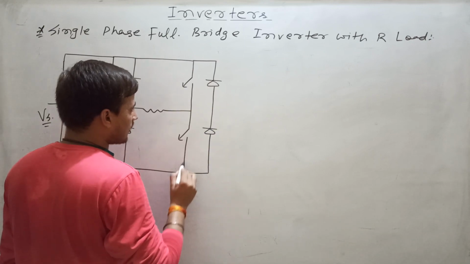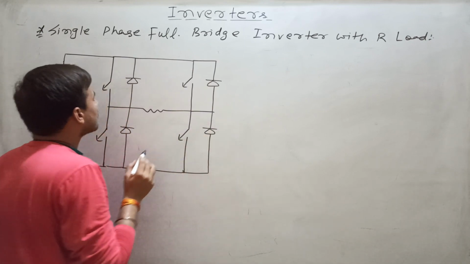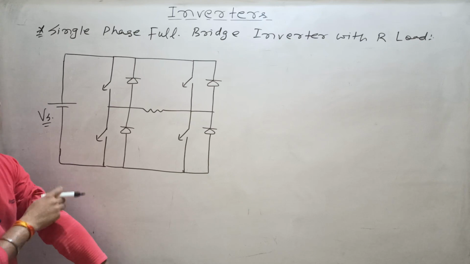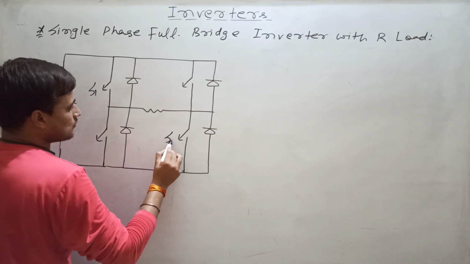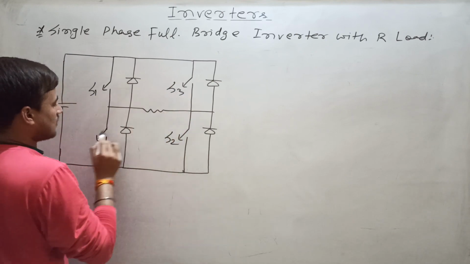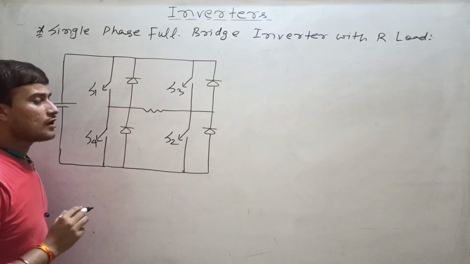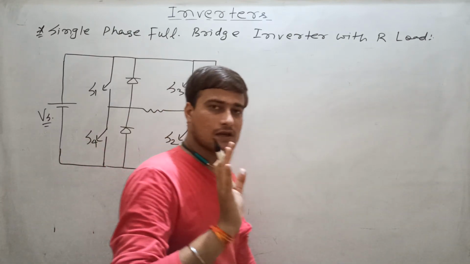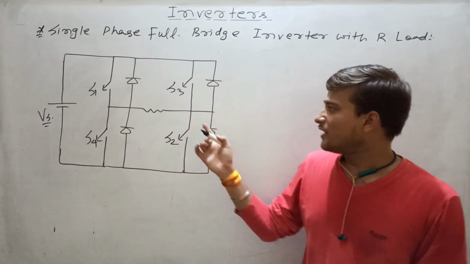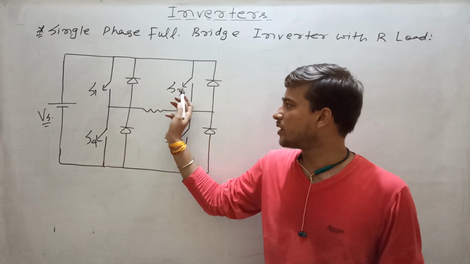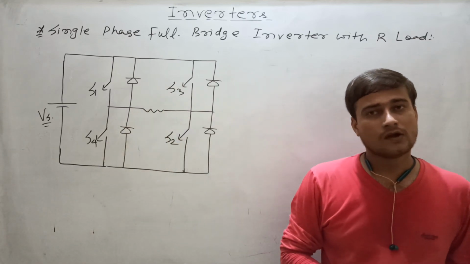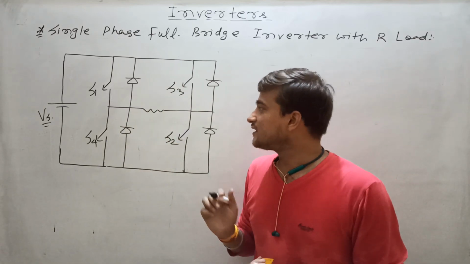Switches are connected like this. Clear? Now you have to name the switches. So how will you name? S1, S2, S3 and S4. Somebody will ask you, sir, can you tell me one thing? Why do you name S1, then S3, S2, S4? Why can't we name S1, S2, S3, S4? We can name anything, but see the reason.